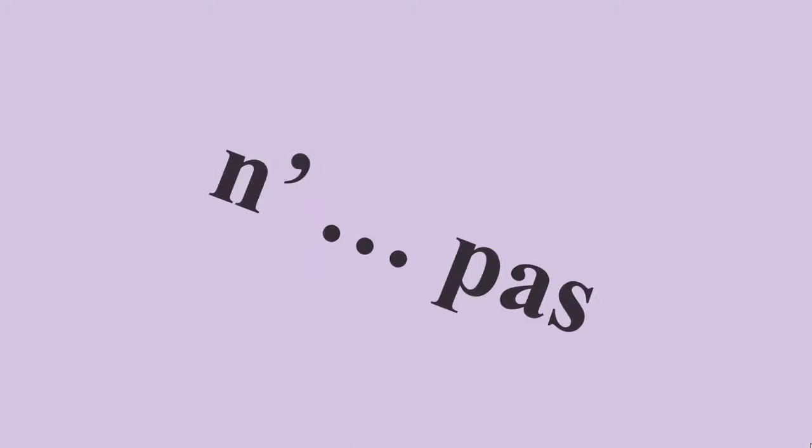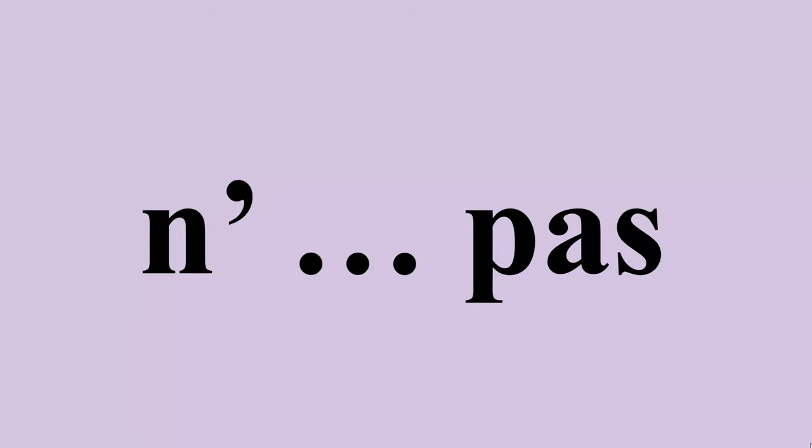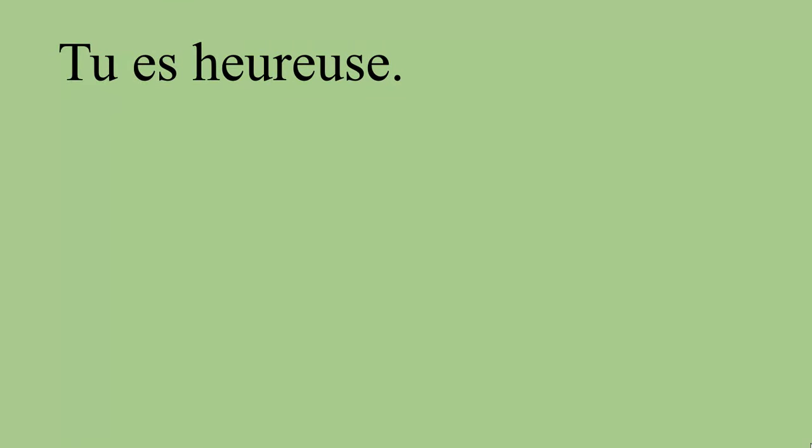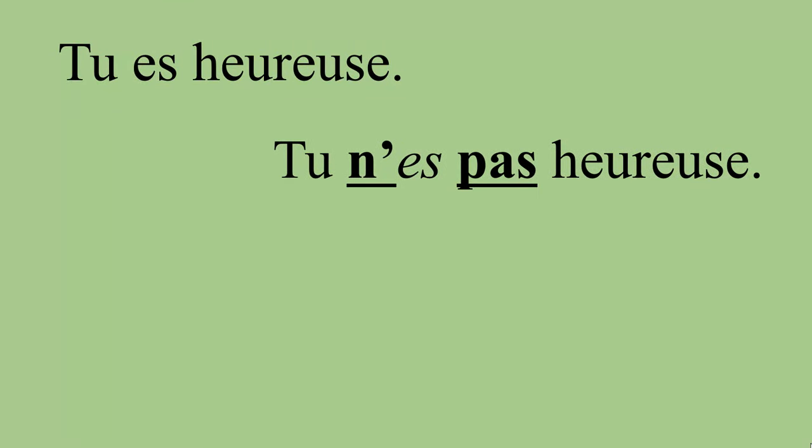Now, let's move on to talk about what happens when the verb starts with a vowel. In that case, we put an apostrophe where the e was: n' apostrophe, pas. Let's go to some examples. Tu es heureuse. Tu n'es pas heureuse. Note, we still have ne and pas around the es, but instead of n-e, it's n apostrophe.